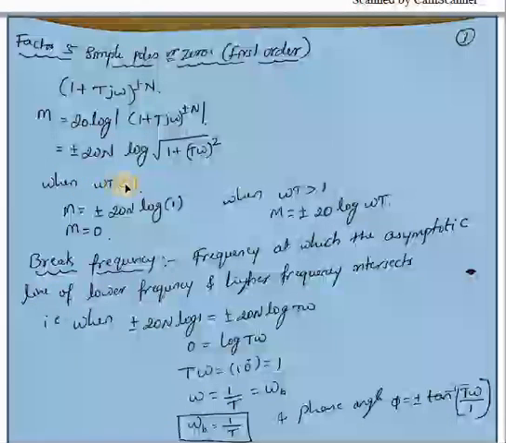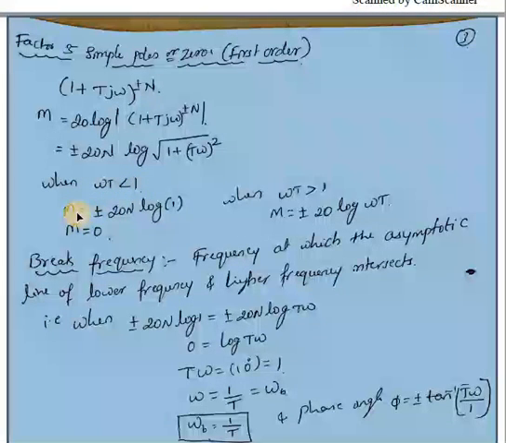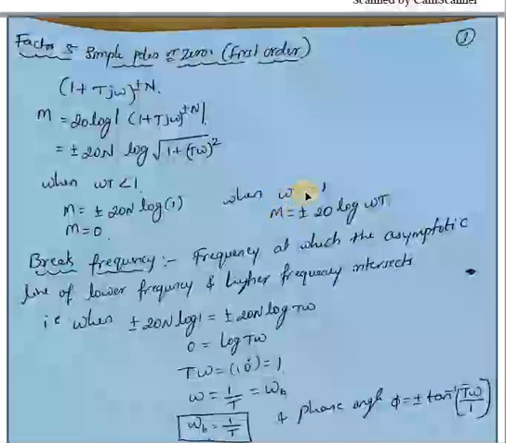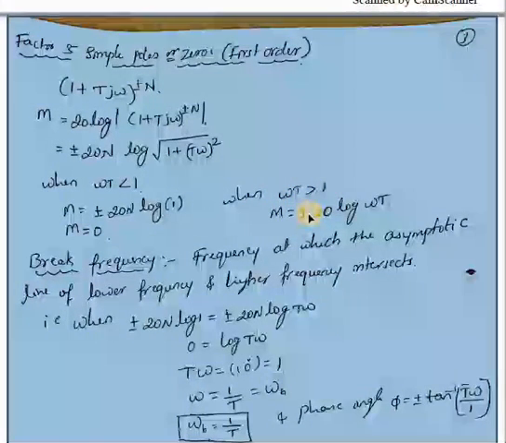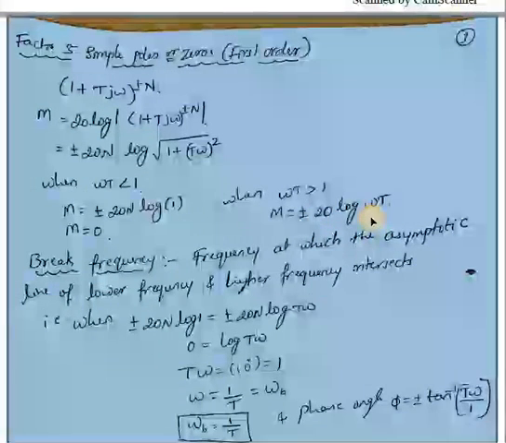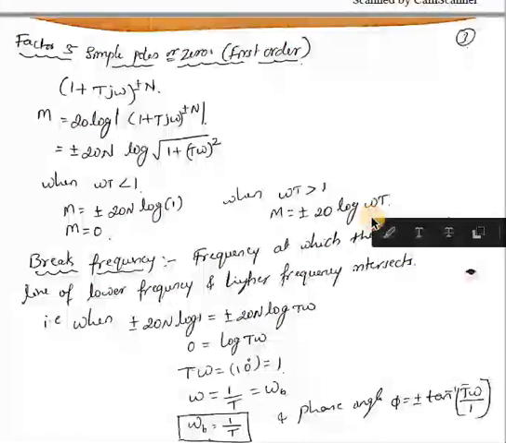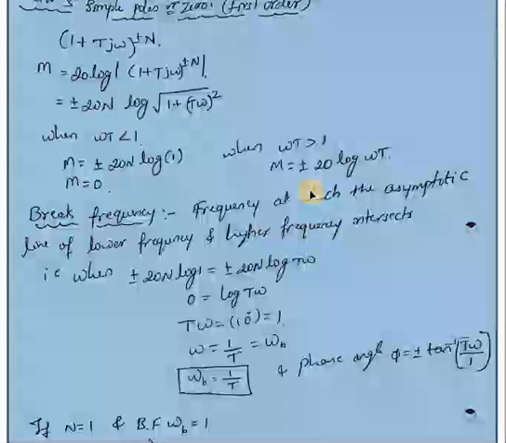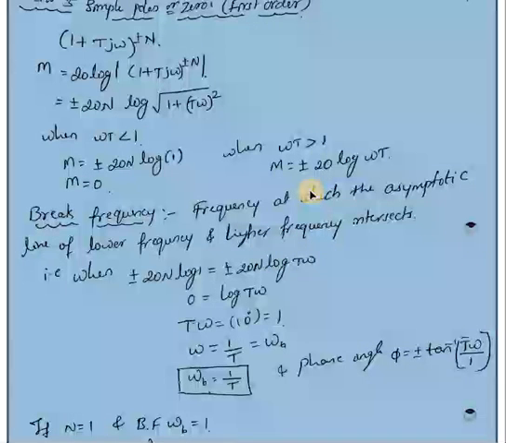When omega T is less than 1, at that time we can take M equal to plus or minus 20n log of 1. Log of 1 will be 0, so the magnitude will be 0. If omega T is greater than 1, the magnitude will be plus or minus 20 log of omega T. Here one extra term will come, that is the break frequency. Before that, for this one also the slope is minus 20 dB per decade, as for every decade change in omega, the magnitude decreases by 20, that is, the slope is minus 20 here.